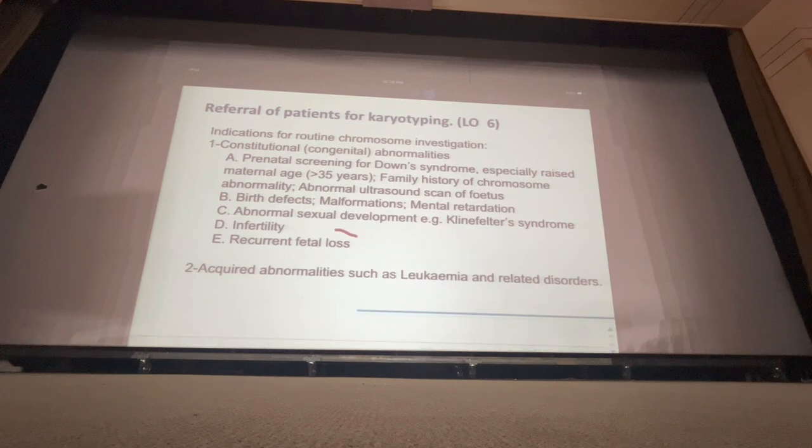Recurrent fetal loss: you can do it either for the mothers or usually for the babies when they are delivered, to see the cause of why the baby is coming out abnormal. So we can order karyotyping for these conditions. Also for acquired abnormalities such as leukemia and related disorders.